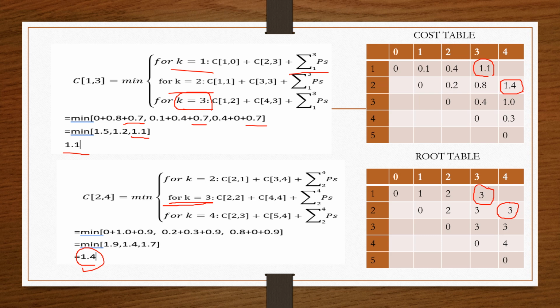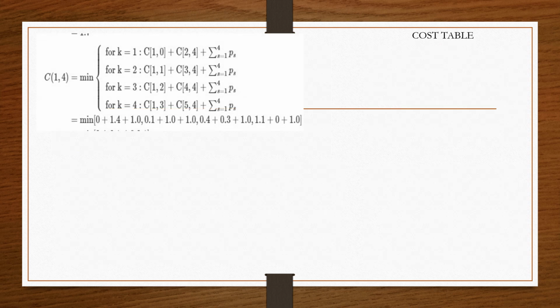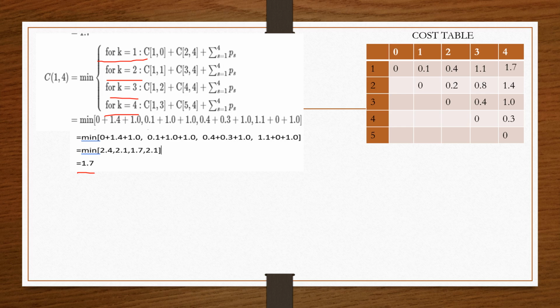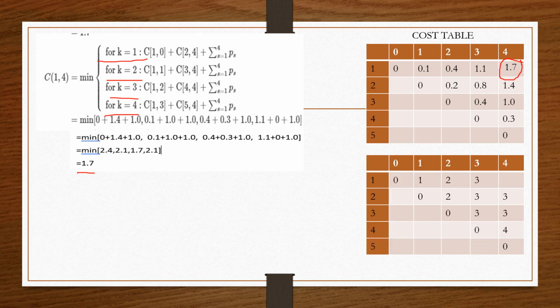So one more entry to be filled. Apply the same formula. So cost of 1, 4, k will take the value of 1, 2, 3 and 4. Applying the same formula, we will find out the minimal value, and the minimal value is 1.7 here. So in the cost table that 1.7 is filled. Now the root table. When did I get the minimal value? When k is 2.